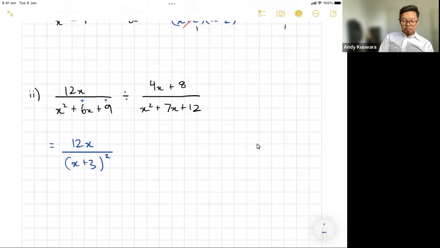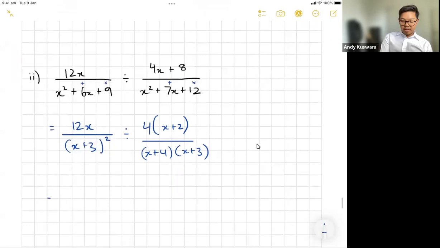Okay. And what I'm going to do is, before I do anything, I'm going to factorize the right-hand side. So I'm going to keep the division there. I'm going to put 4 as a common factor between 4 and 8. And it's going to leave me with x plus 2. And then at the bottom here, I've got another trinomial, two things that will multiply to give me 12, add to give me 7. I can see it's plus 4 and plus 3. So I've got x plus 4 and x plus 3.